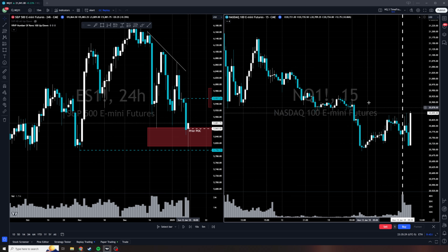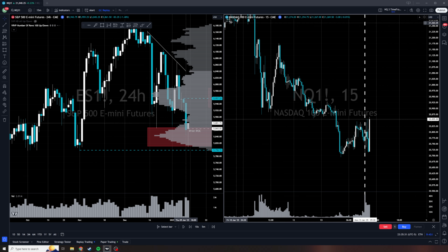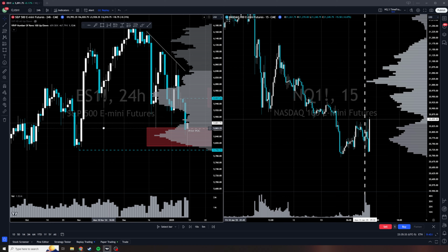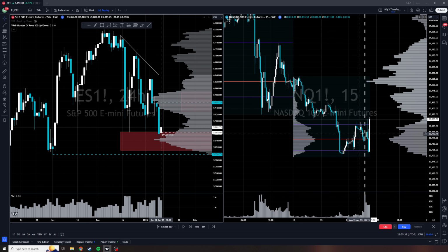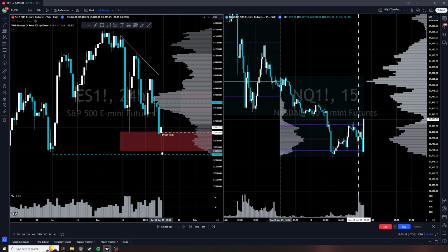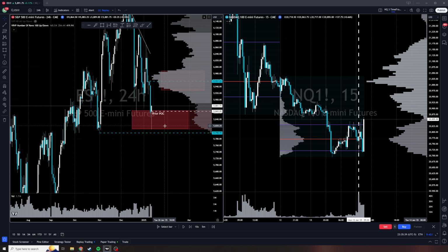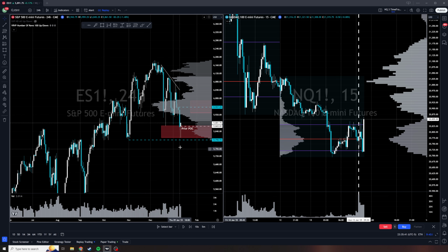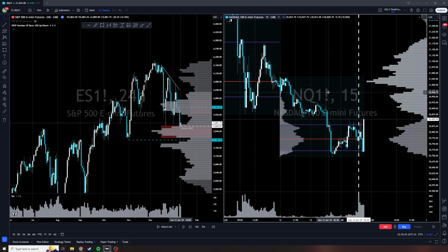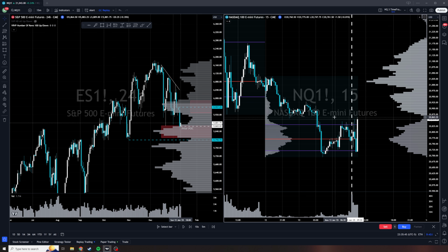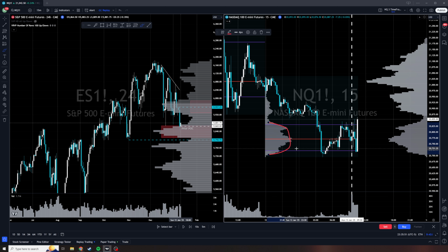But then we get around 11, okay? And let's see what the session looks like around this time. Now, I still have this thesis on the daily, by the way. Okay, we're still traversing this node on the daily using ES. So we're at this point here, and I'm looking and I'm like, dang, this is a pretty clear volume shelf.